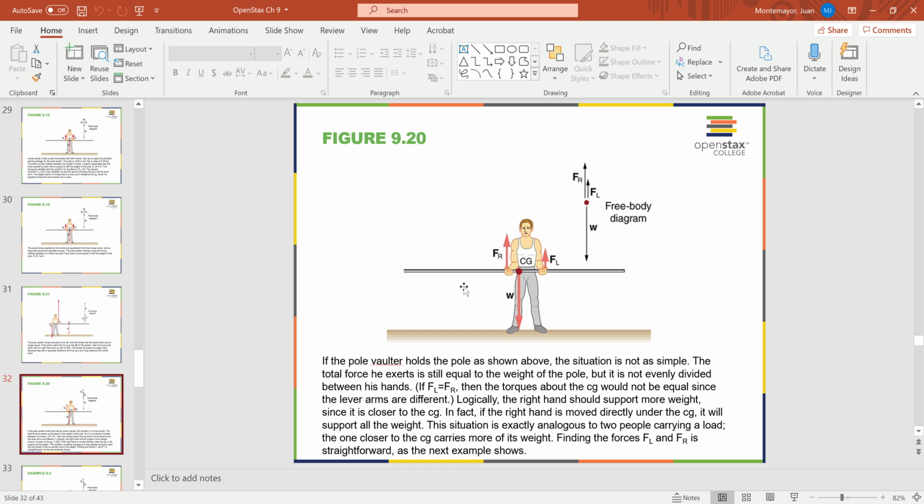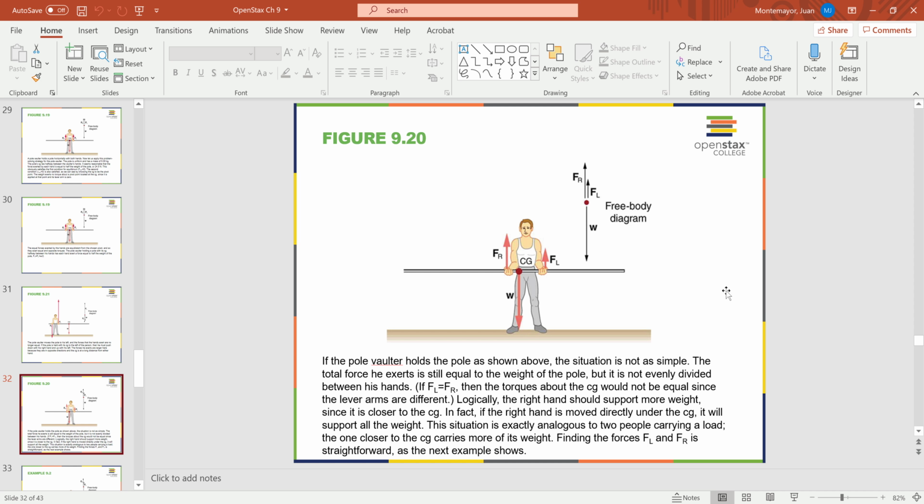If the pole vaulter holds the pole as shown above, the situation is not as simple. The total force he exerts is equal to the weight of the pole, but it is not evenly divided between his hands. So if force on the left equals force on the right, then the torques about the center of gravity will not be equal since the lever arms are different. He is exerting different forces here because there are different distances as well. Logically, the right hand should support more weight since it is closer to the center of gravity.